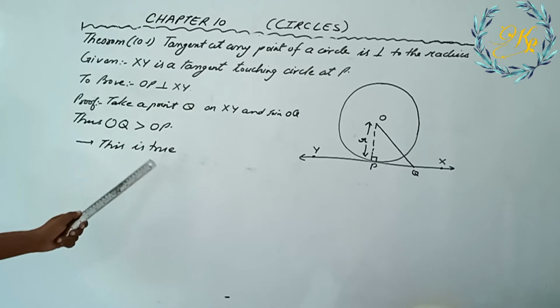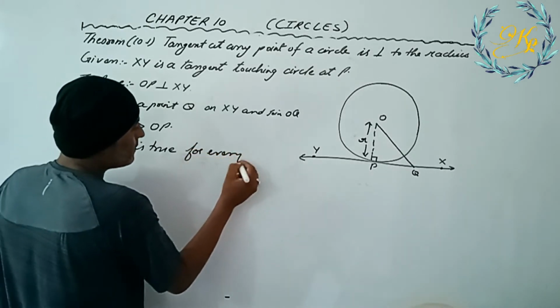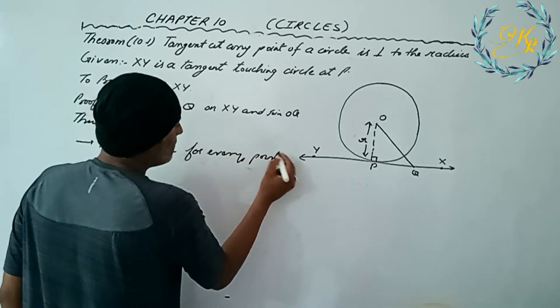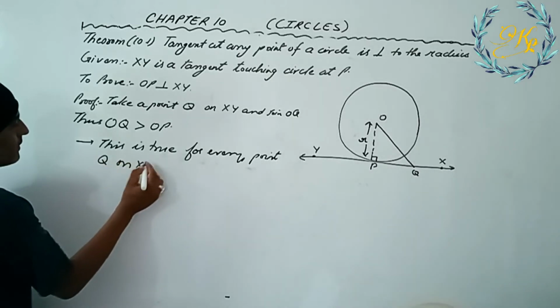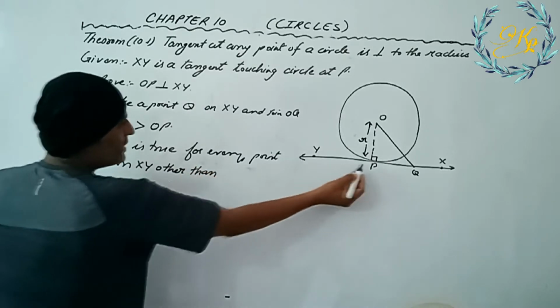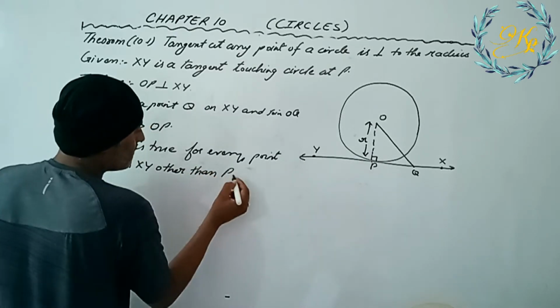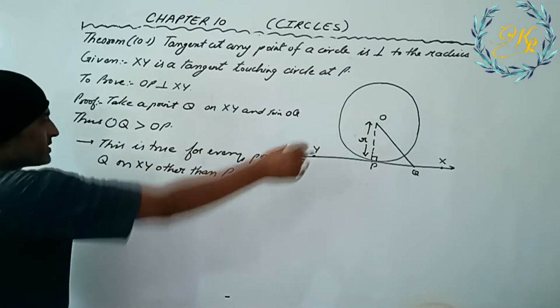Okay, this is true for every point Q on XY other than, which other point is lying on the tangent? P. Alright, so we can say that here OP is the shortest distance.